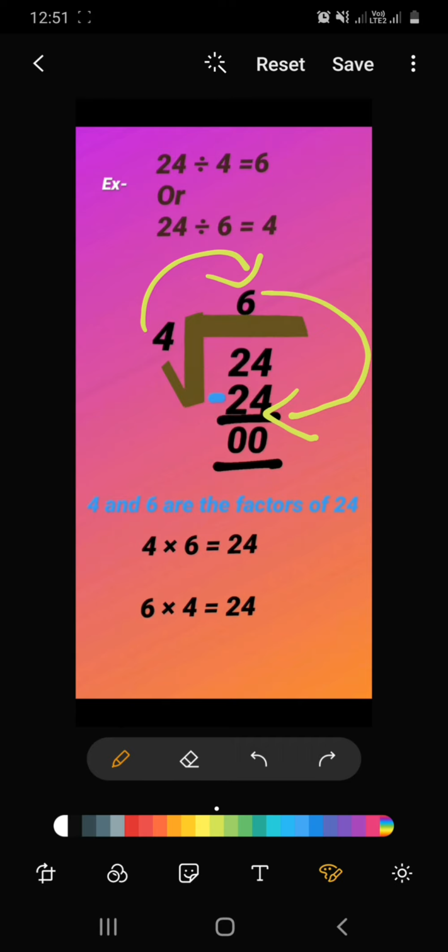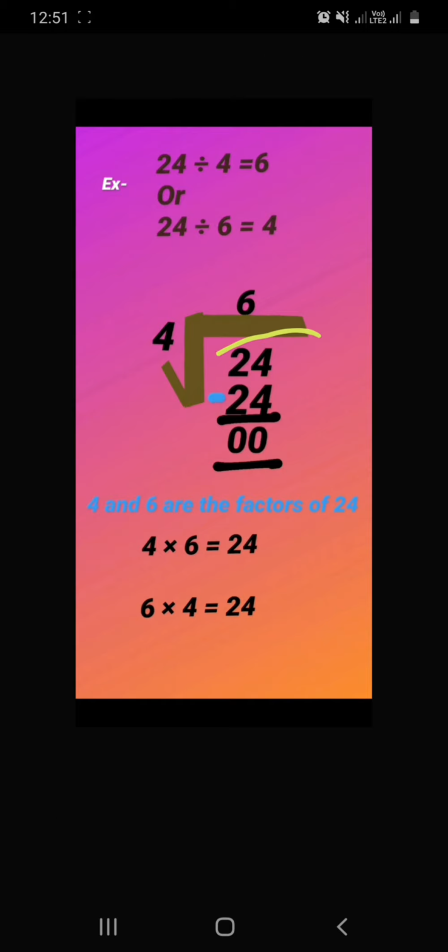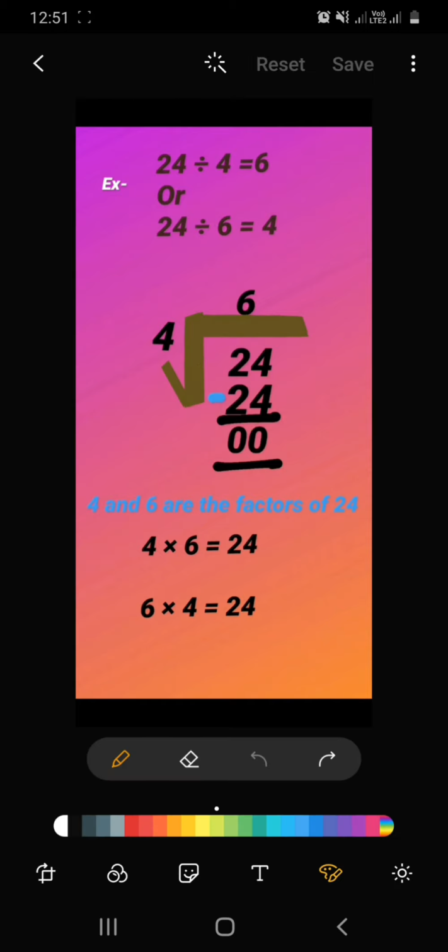You can see in the picture, the blue sign is there. That blue sign is not a line, it is a minus sign. We have to minus this number. So what we will get: 4 minus 4 is equal to 0 and 2 minus 2 is equal to 0.